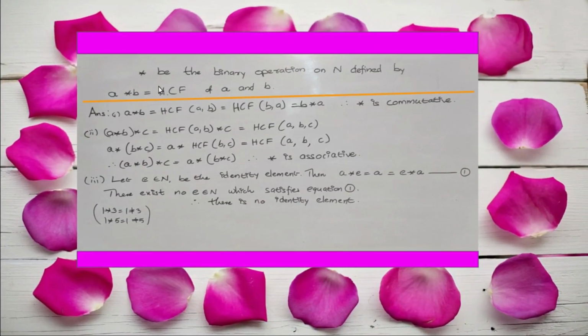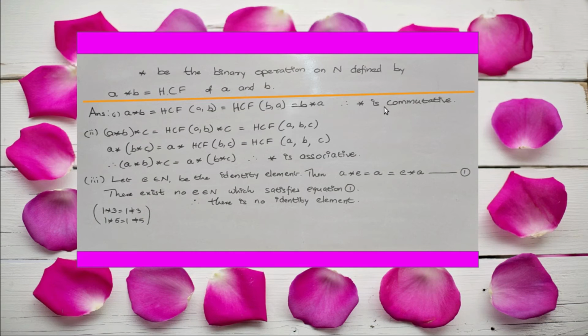Now star, a binary operation on N defined by A star B equal to HCF of A and B. From the problem we have to show that star is commutative, star is associative, and we have to find the identity element if it exists. Now A star B is HCF of A, B. HCF of A, B is equal to HCF of B, A. So that is equal to B star A.